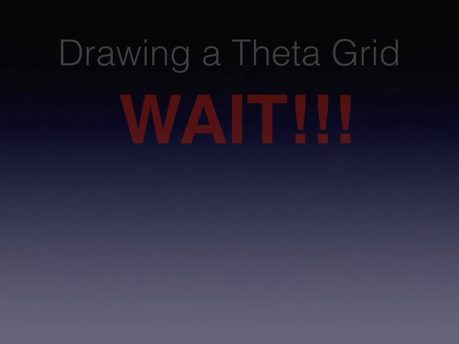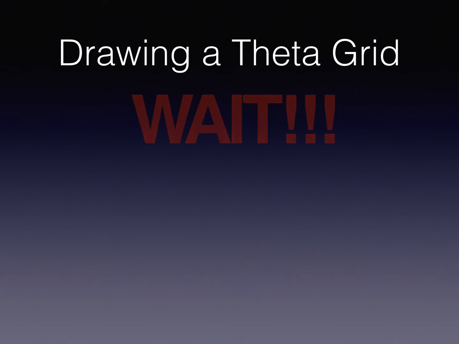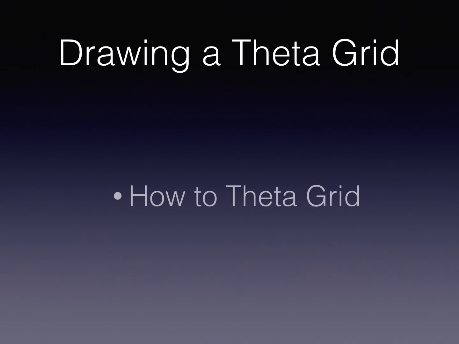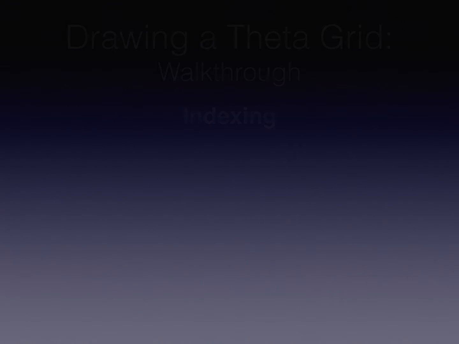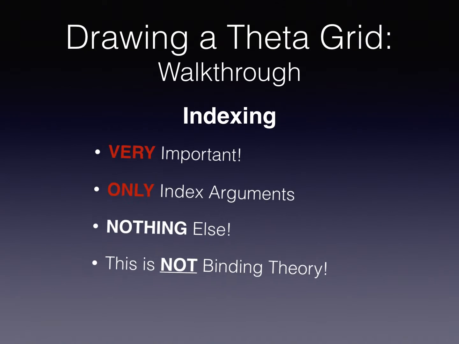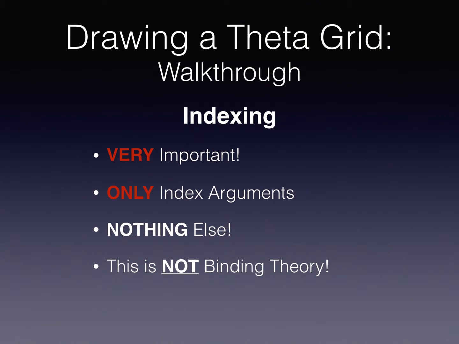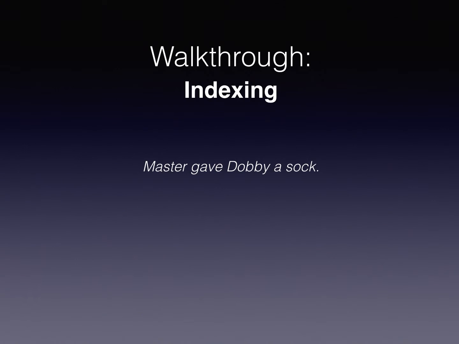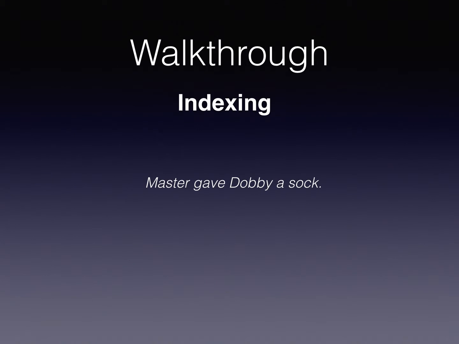Wait, you might ask, how do you put a theta grid together and use it? Well, let's do a walkthrough. First, let's index the arguments. We should know that by our predicate gave that we need 3 arguments. So we should index these as follows: master with I, Dobby with K, and a sock with M.